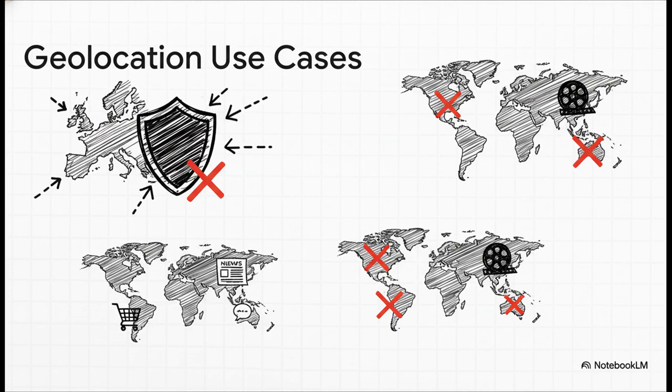Not really. The main reasons you'd use geolocation routing are almost always business and legal requirements. For instance, you might have to make sure all your European user data stays in EU data centers to comply with GDPR. Or maybe you have content licenses that say you can only show a movie in certain countries. Geolocation is the policy that enforces those rules right at the front door.